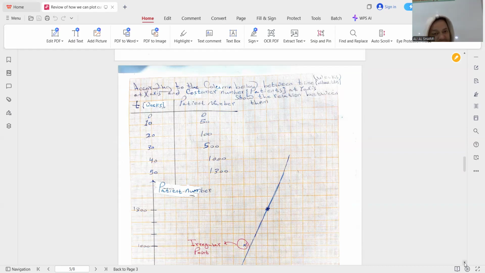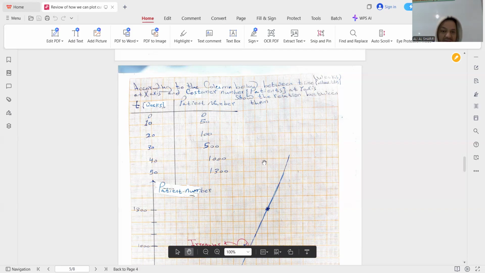Let's talk about the curves, or the exponentially relation. It's a curve, not a line anymore. Let me solve one of them. It's two kinds. The first one is according to the column below, between time and the number of patients at the y-axis, to show the relation between them. T is time in weeks, and the patient number.